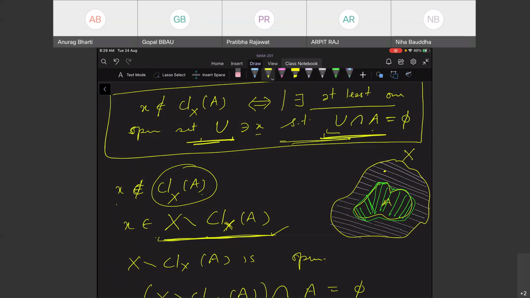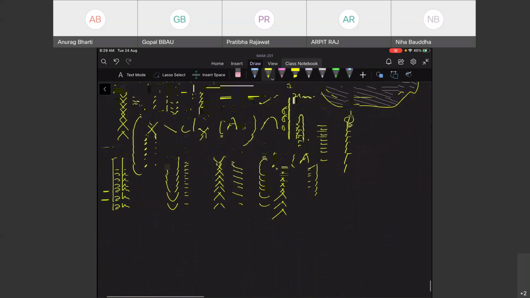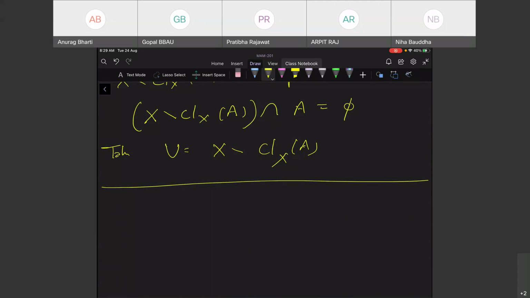Now we assume this part. Means there exists at least one open set U containing X such that U intersection A is an empty set. We assume this and we will prove that X is not in the closure of A. Conversely, assume that there exists an open set U containing X such that U intersection A is empty.